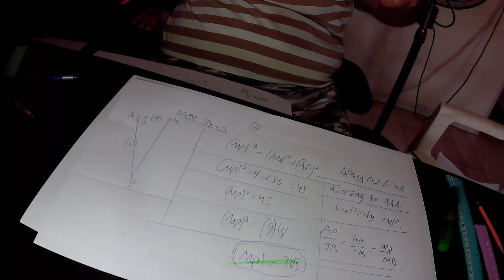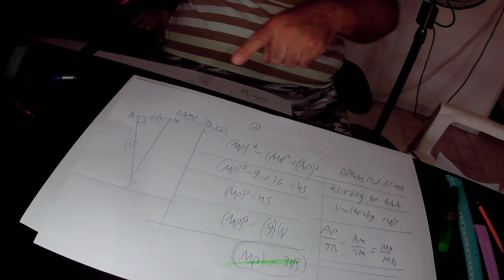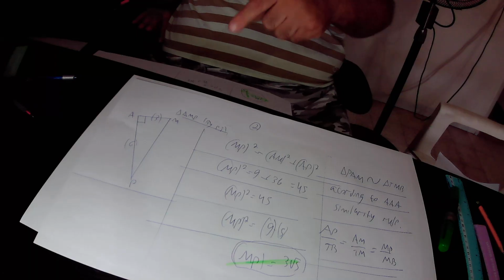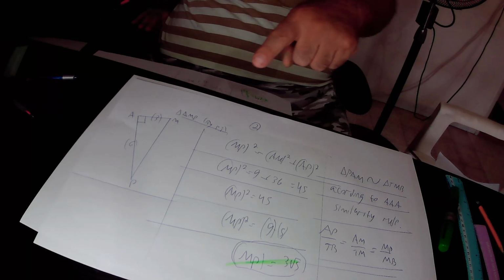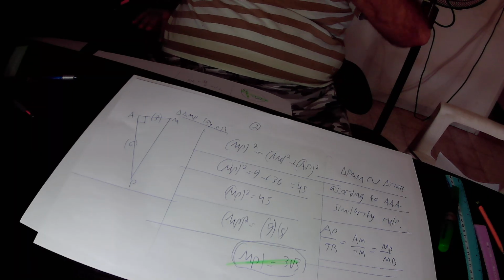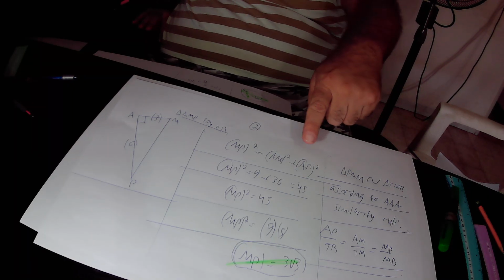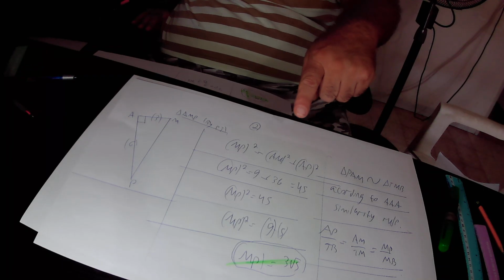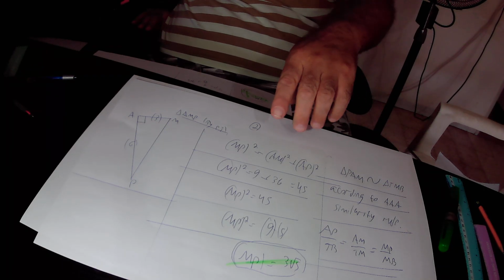MP is the missing side, so leave it as it is: MP squared equals AM squared. AM is 3, therefore AM squared is 3 squared, that is 9, plus AP squared. AP is 6, therefore AP squared is 6 squared, that is 36. 9 plus 36 is 45. So in total, MP squared equals 45.